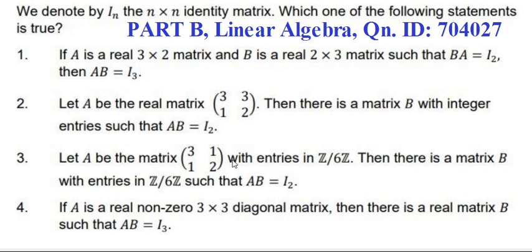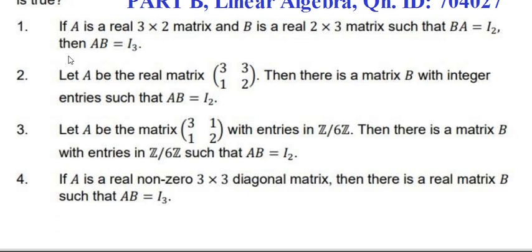In this video, we solve a problem asked in CSIR NET December 2023 in part B under linear algebra. The question ID is 704027. Given four statements, we have to check which of these statements is correct or true. So let us check the statements one by one. This type of problem can be solved by taking A and B to be some matrices satisfying the given condition.